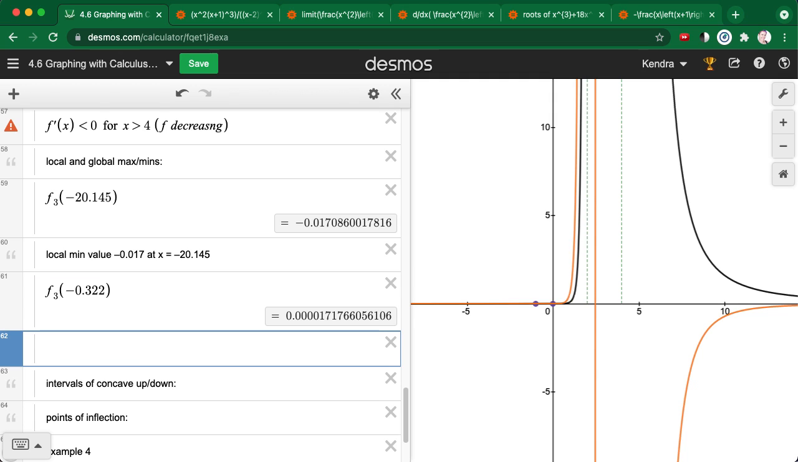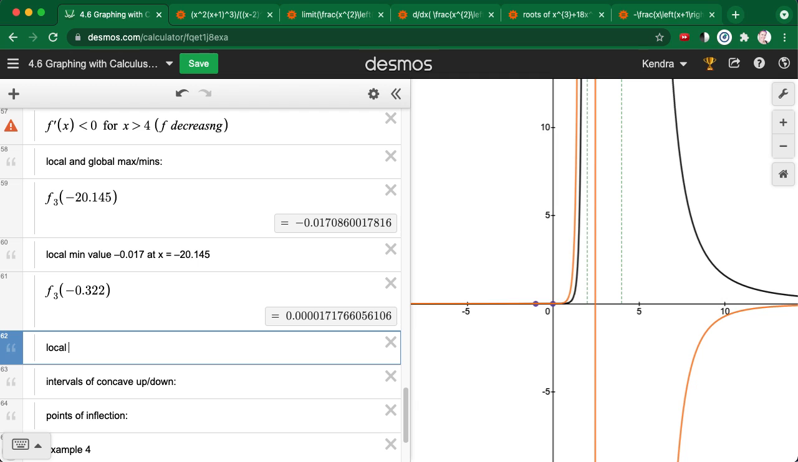Whew. So that is a teensy number. This is why we couldn't see it on this graph. And this is why we need to use some calculus to find those little humps. Local max value at 0.00001718 at x equals negative 0.322. All right.